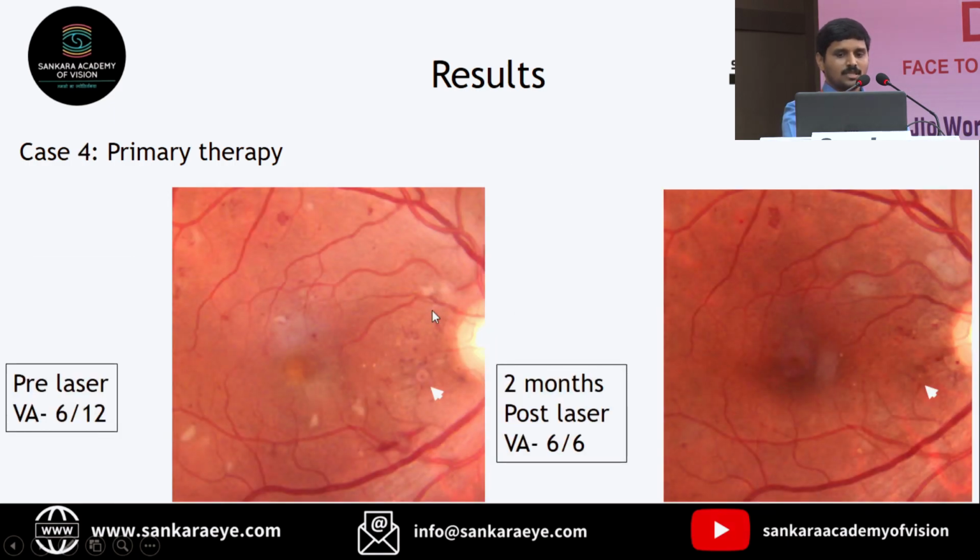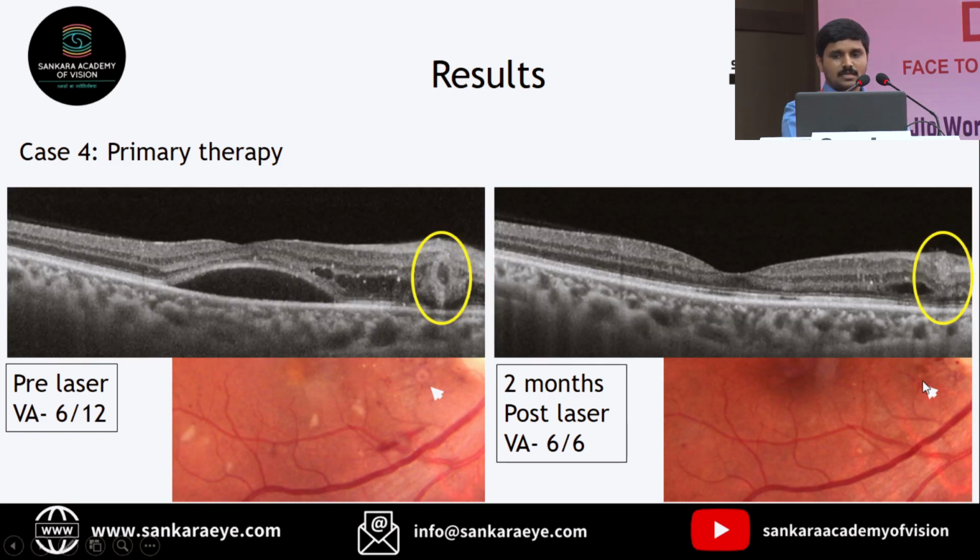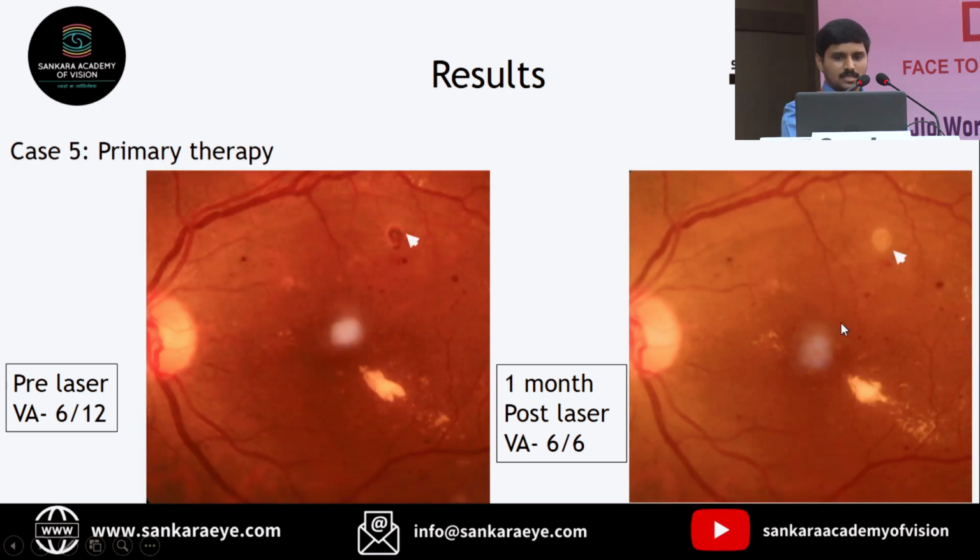Case number 4, laser therapy was considered as a primary therapy. Here we can see the capillary aneurysm with a wide TRIM. Post-laser, at 2 months, we hardly see an aneurysm. It's completely obliterated on OCT and the macular edema has completely resolved compared to the initial. There was no recurrence till 6 months follow-up.